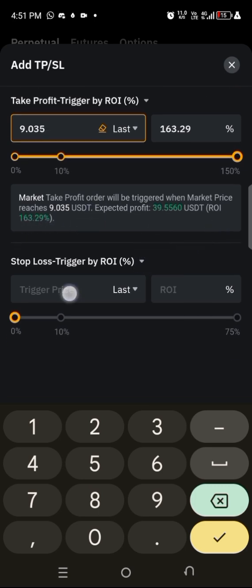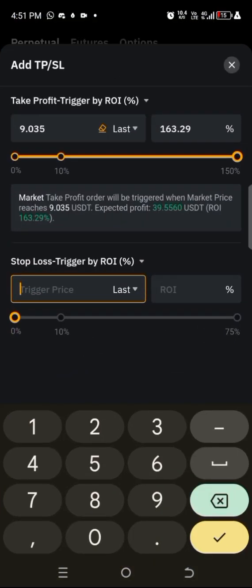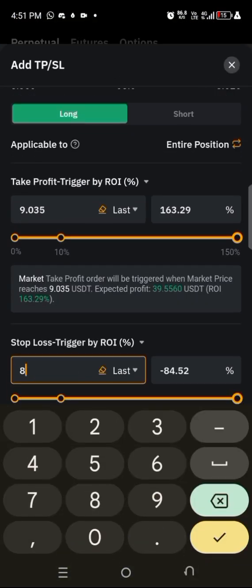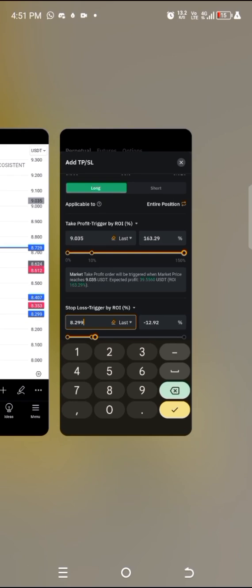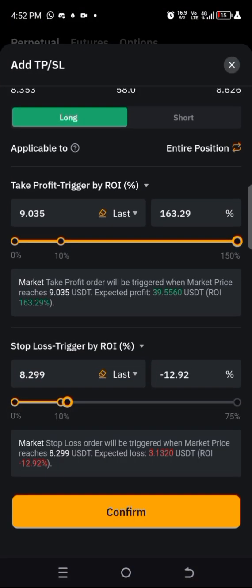So now you put in your stop loss trigger. For your stop loss, we have 8.299. Let me not be mistaken, 8.299. So the good thing about this is that it shows you the exact money you are about to lose. So your expected loss is $3.132. And this is the expected ROI percentage loss for this trade. Then if you are okay with it, you click on confirm, and then you confirm the trade.